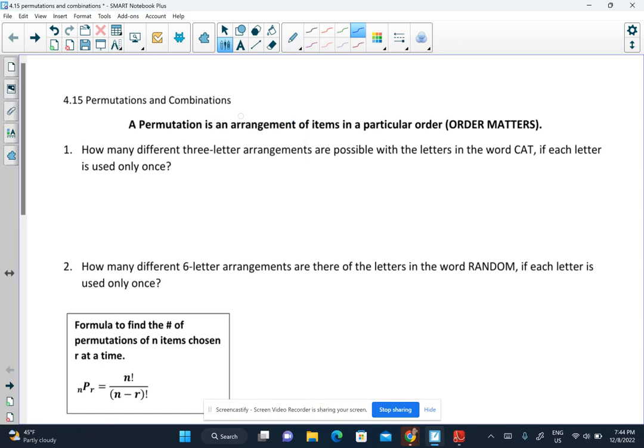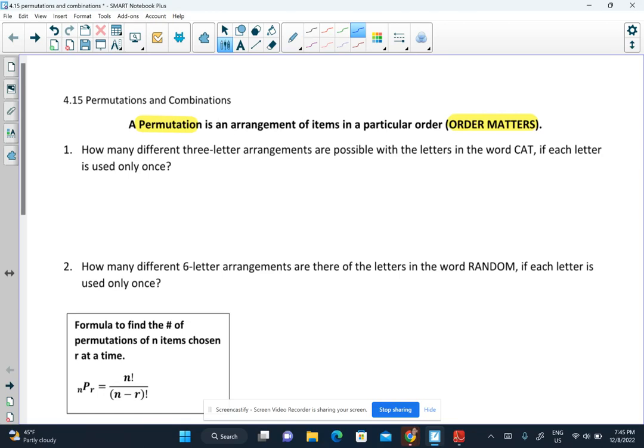So, what is a permutation? A permutation is any arrangement of items in a particular order. We often think about ways of arranging words, or ways of arranging people in a line. And so here's our first example.